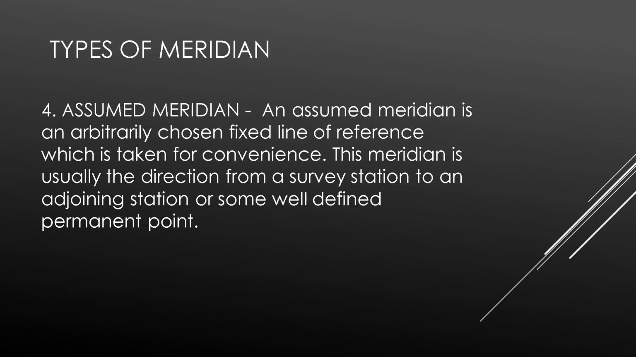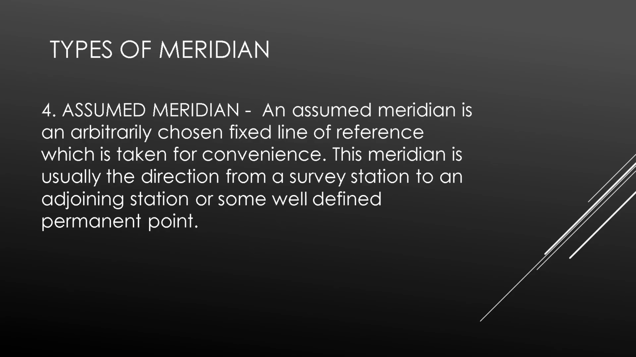The main purpose of an assumed meridian is to provide a simple and convenient reference direction for a particular surveying project. This is especially useful for small or localized surveys, where establishing a true or magnetic meridian may not be necessary. For example, the surveyor may choose the direction from one survey station to an adjoining station as the assumed meridian.